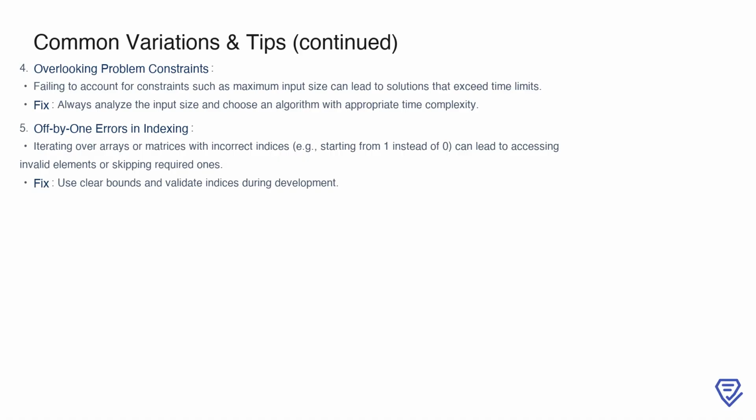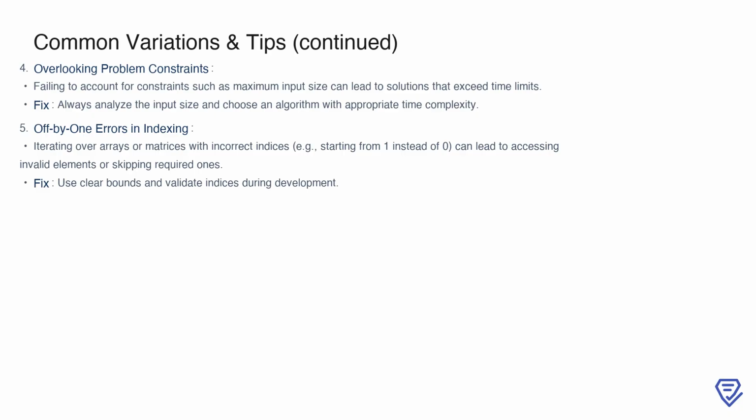Another common oversight is not fully accounting for problem constraints. If you fail to analyze the maximum input size, you might end up with a solution that exceeds time limits, especially in competitive programming or interviews. To address this, always choose algorithms with time complexities that align with the constraints.